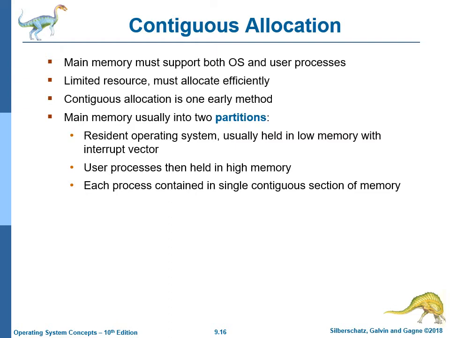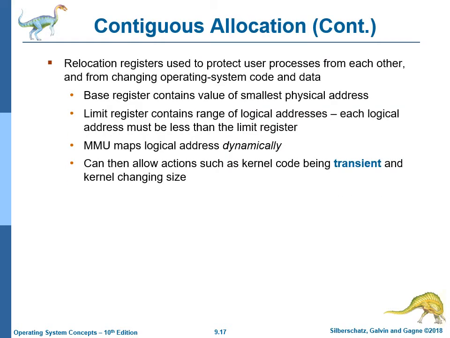In this contiguous allocation method, your memory is divided into two partitions. One partition is to hold your operating system, with the help of the interrupt vector in memory. And then you have the user process. We have a high memory, and also a process that is contained in a contiguous section of memory.